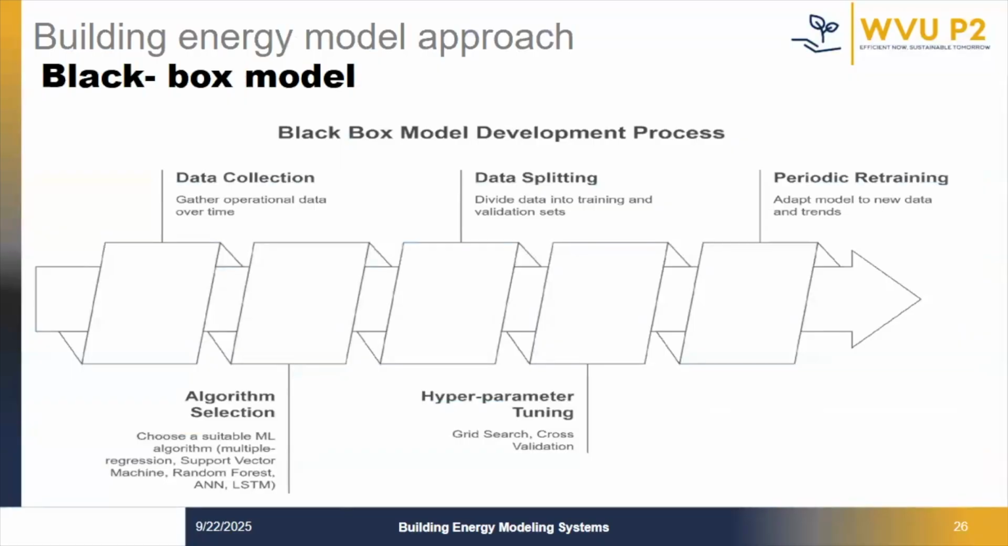To build a black box model, we first collect high frequency building data, like every 1 to 5 minutes, for several weeks. We then pick a machine learning algorithm such as regression, neural networks, or decision trees. Then the data is split into training and testing sets, and we fine-tune the model for best accuracy. As conditions change, we retrain the model regularly to keep it reliable.